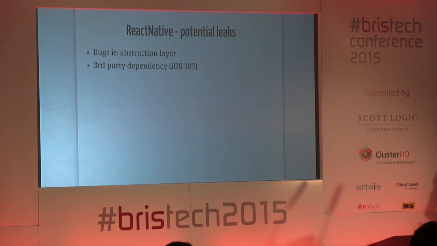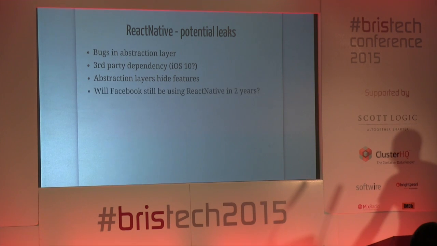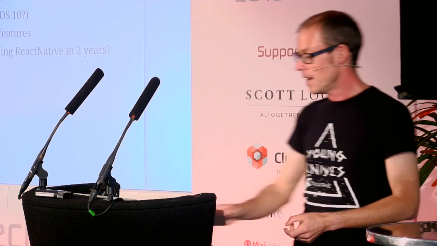You've got a great big third-party dependency there as well. Apple has a habit of making pretty bad breaking changes from one iOS version to another. And you've got quite a dependency now on someone else to fix that. Also, abstraction layers hide features. This is typical. If you're abstracting something, typically you don't expose everything. So there are certain things that are going to be hidden as a result. Also, the big one is, will Facebook still be using this in 2 years' time? If not, it's up to you to maintain it. I know that all sounds negative, but you really have to bear these things in mind.